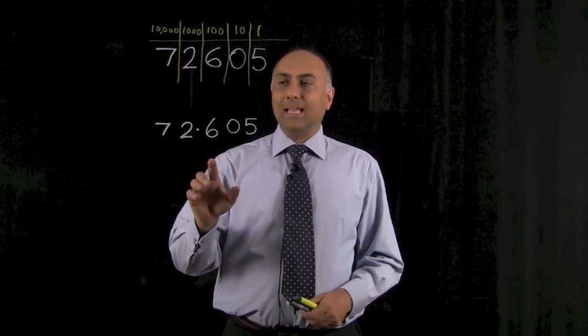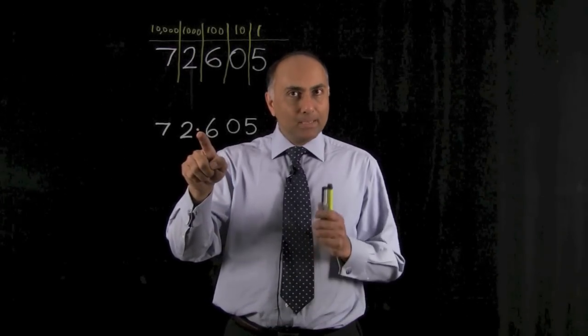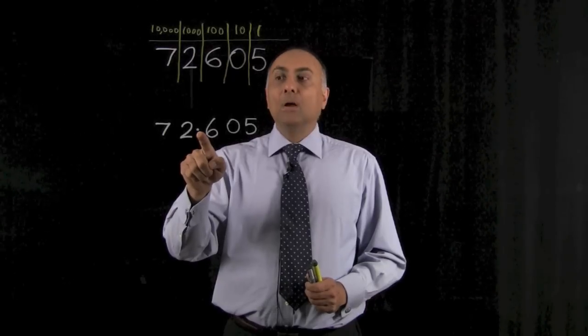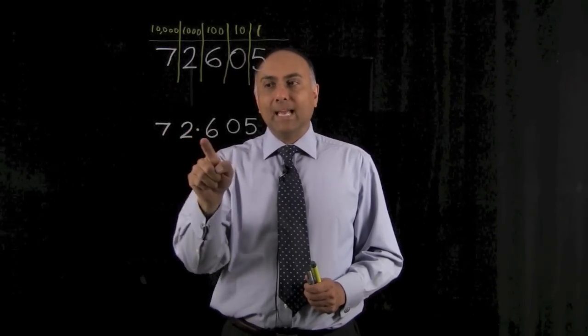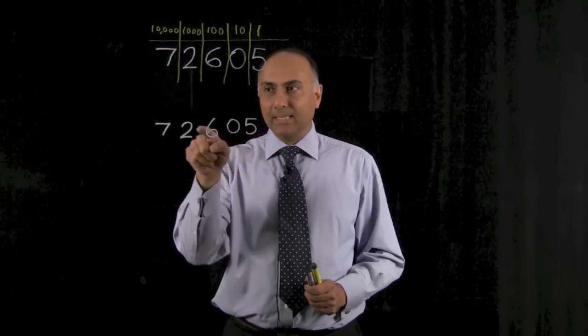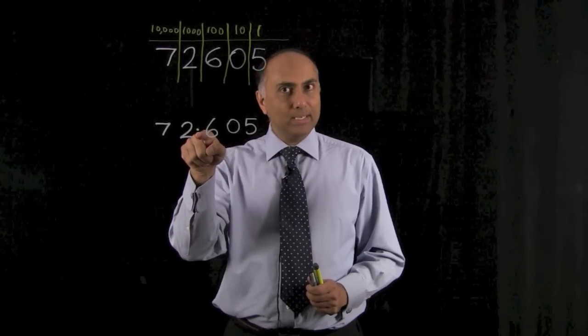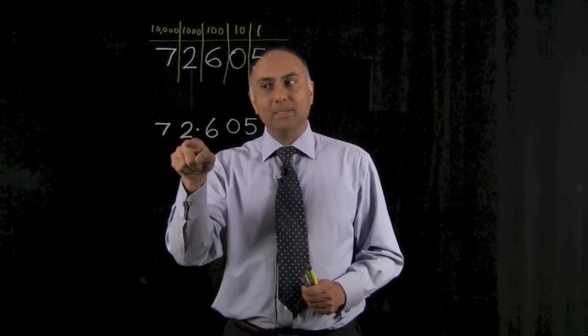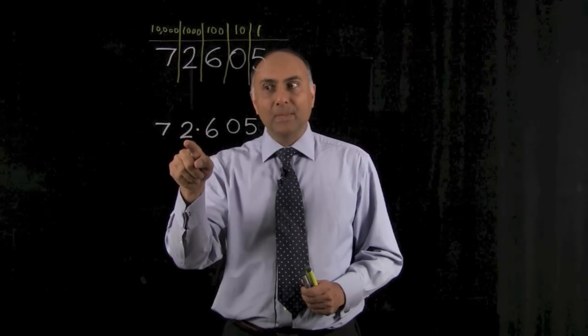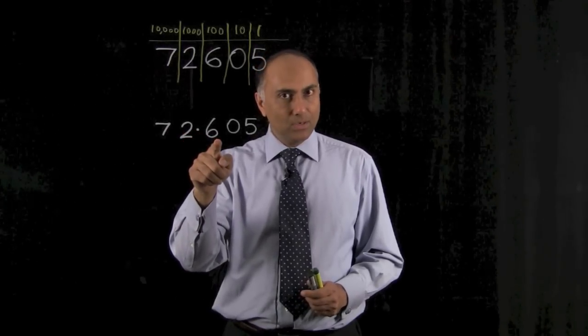And the way it does that is that the decimal point is the marker of where the whole number ends and the fraction begins. And the decimal point is always there between the last of the whole numbers, i.e. the units column, and the next column.